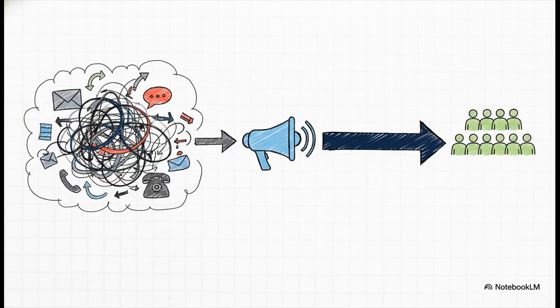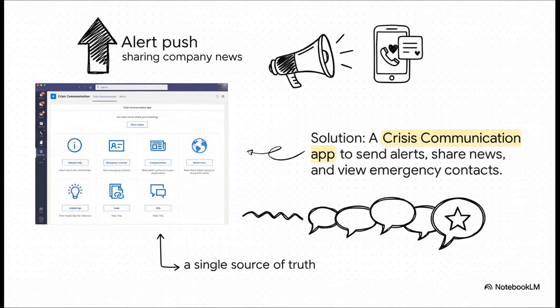All right, let's imagine a scenario. An emergency hits your company. You have got to get information out to everybody, like right now. You need to know who's safe, and you need one central place for all the official news. You know what doesn't work? Chaotic email chains and group texts, that's just a recipe for confusion. And here's the solution, a dedicated crisis communication app. With a tool like this, you can push out instant alerts, share official company news, and give everyone immediate access to emergency contacts. It becomes the single source of truth right when clarity matters most.